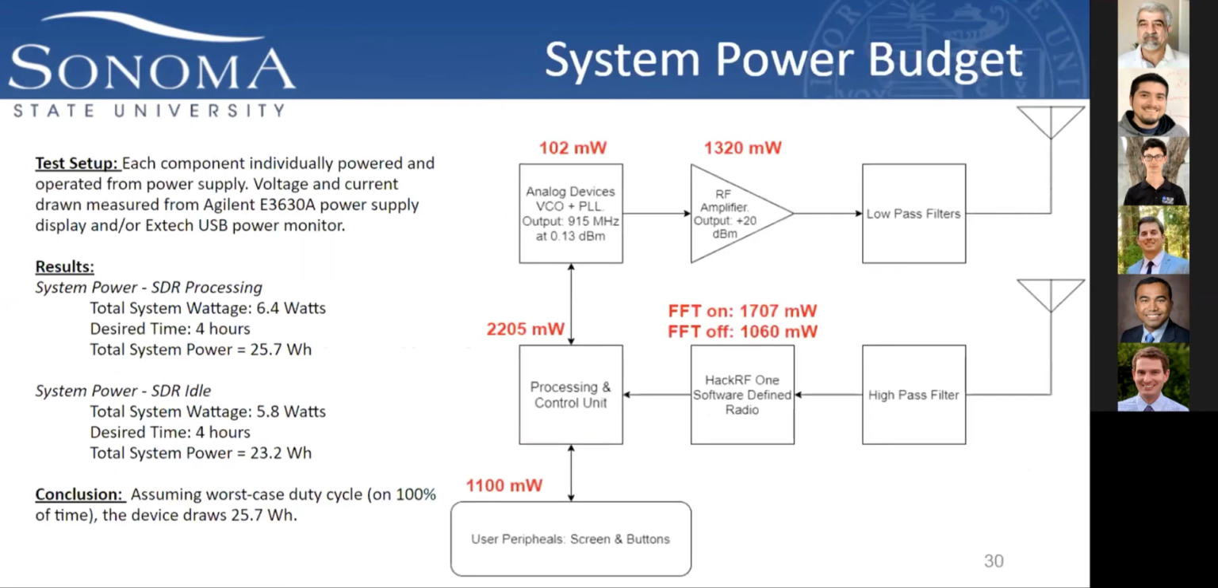So what we did is we took each of the devices and ran them on their own power supply and then monitored them. From this, we figured out that our total system power for about 4 hours would be 25.7 watt hours in a worst case situation, where the duty cycle was 100%.